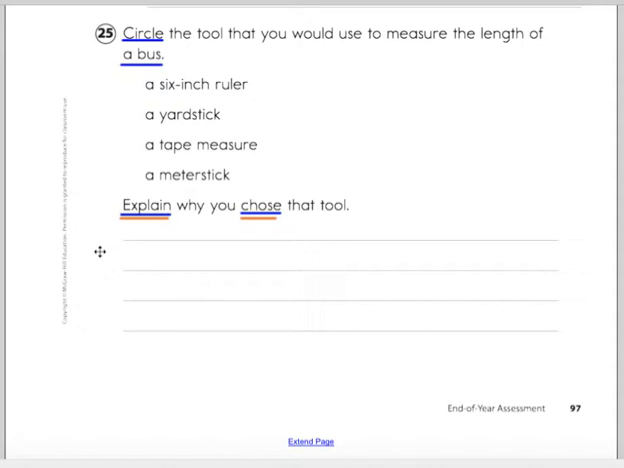Okay, now down here. Can you explain why you chose that tool? So whichever tool you chose up here, can you come down here and explain why you would use that? Why, or how does that tool help you measure a bus?